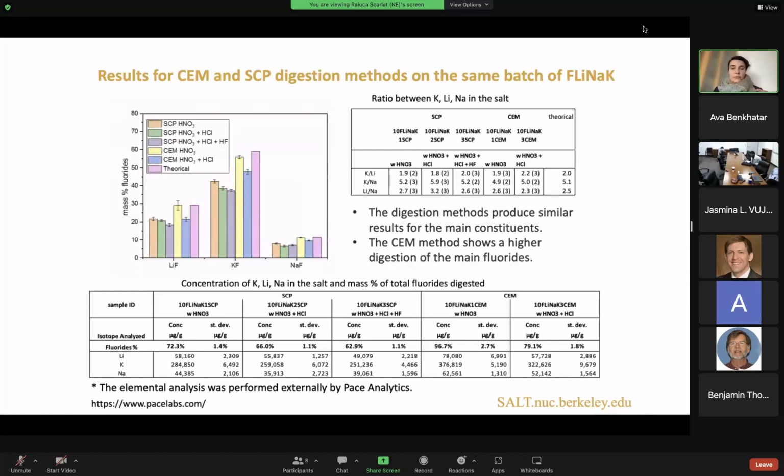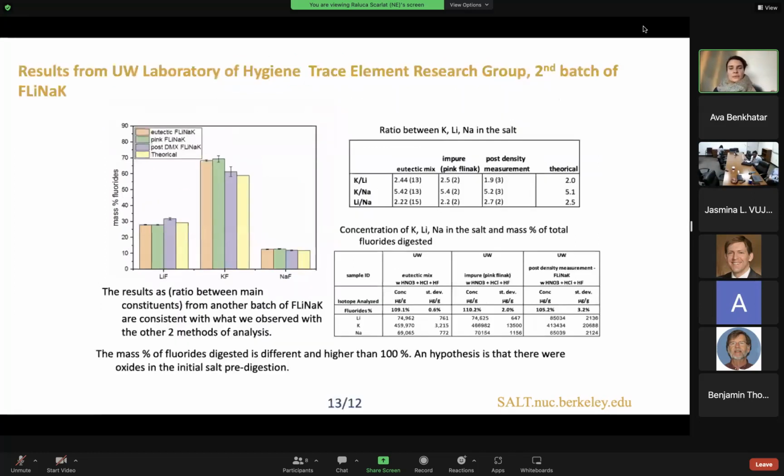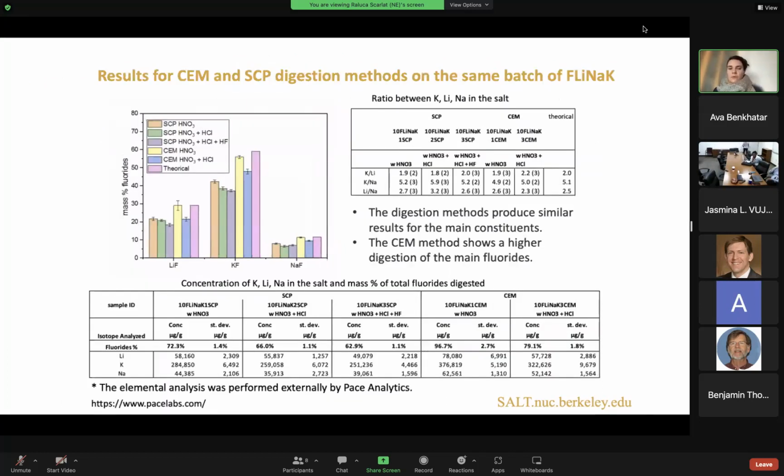So for example, these are different digestion acids with different digestion instruments. And we can look at different ways of doing data validation on the results. For example, if we look at the major constituents, we could say this is FLiNaK. So if we just look at lithium fluoride, potassium fluoride, sodium fluoride, we assume that they're fluorides, we should get 100%, 1 gram per gram of sample. And it turns out that depending on how you do the digestion, the numbers don't quite add up to 100%. So that's telling us that that digestion was incomplete.